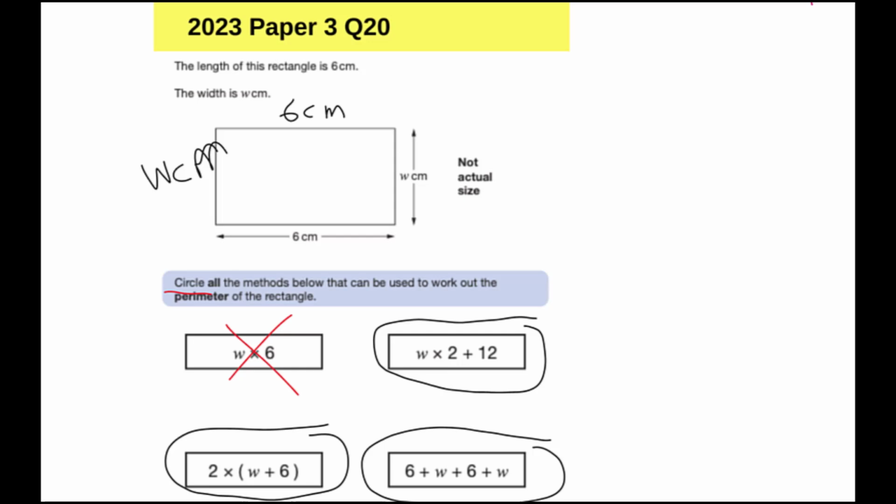So we have 3 methods here that can all be used to find the perimeter of the rectangle. And what we've done is we've just done a bit of eliminating as we're going through, just testing each one to see if we agree that it would find the perimeter.